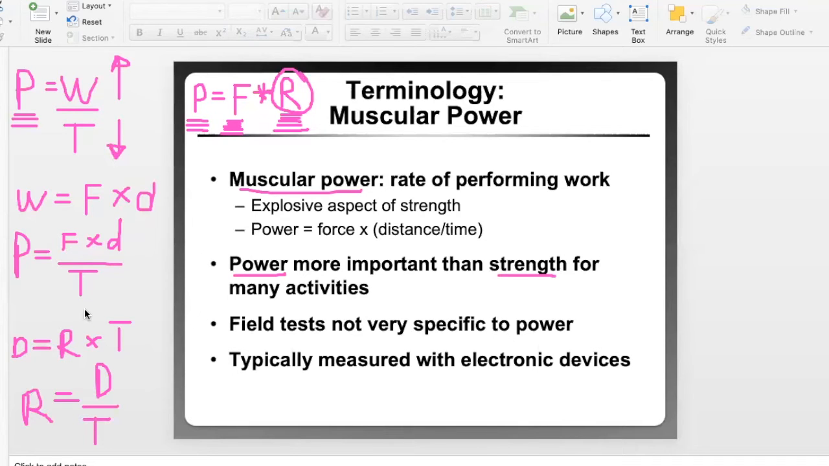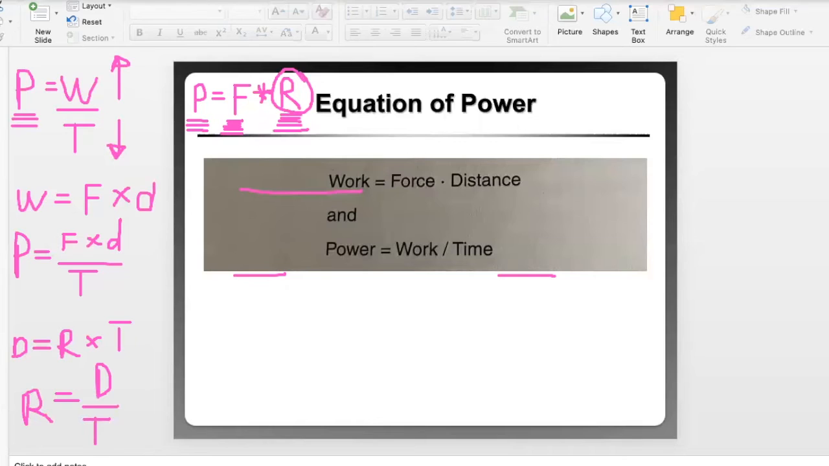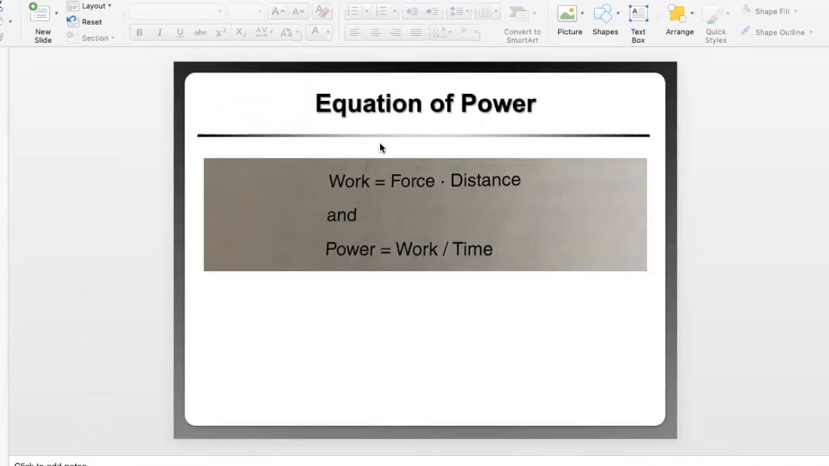Okay, so that's the difference between strength and power. All right, so this is just another iteration. Power is equal to work divided by time. Work is force times distance. Therefore, power is equal to work divided by time, and work is equal to force times distance. Distance divided by time is velocity. Therefore, power is force times velocity.